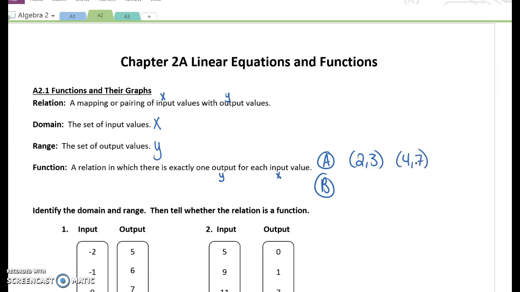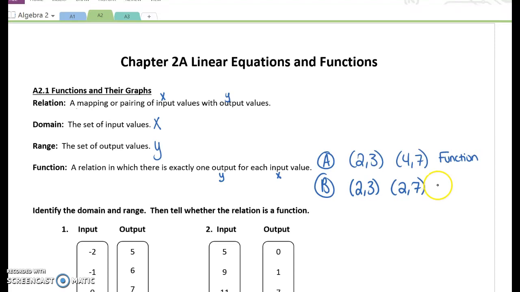Relation A consists of the ordered pairs 2, 3, and 4, 7. Relation B has the ordered pairs 2, 3, and 2, 7. Relation A is considered to be a function. The x value 2 only has one y value, 3. The x value 4 only has one y value, 7.